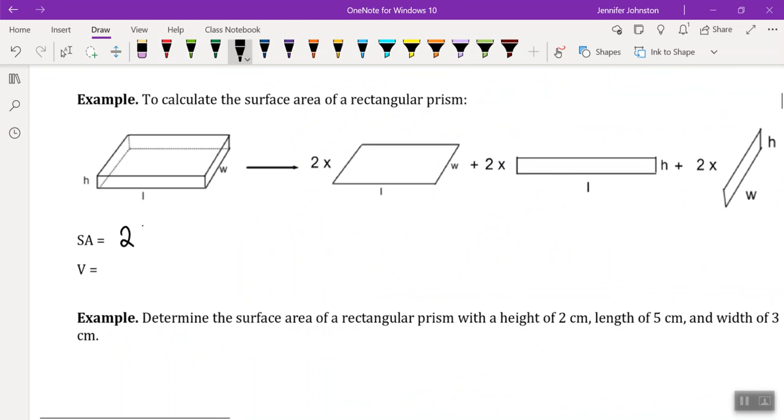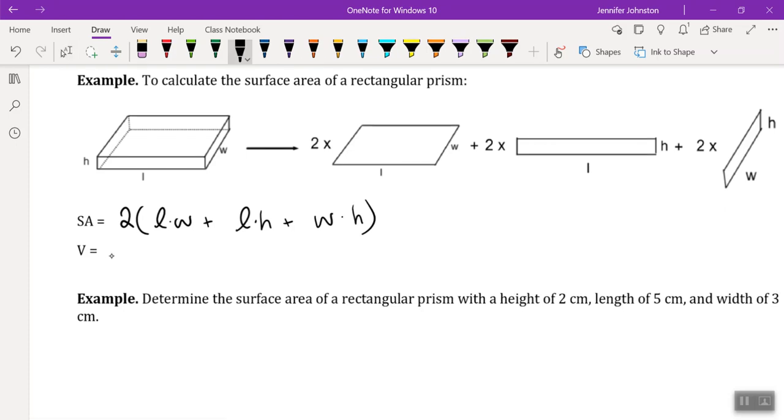Right, so surface area is 2, then L times W plus, so that would be like the bottom part and the top part. This would be like the two longer sides. So L times H plus W times H. Again, it doesn't matter which way, if it's H times L or L times H, it doesn't matter. So that looks great. And then our volume is length times width times height.